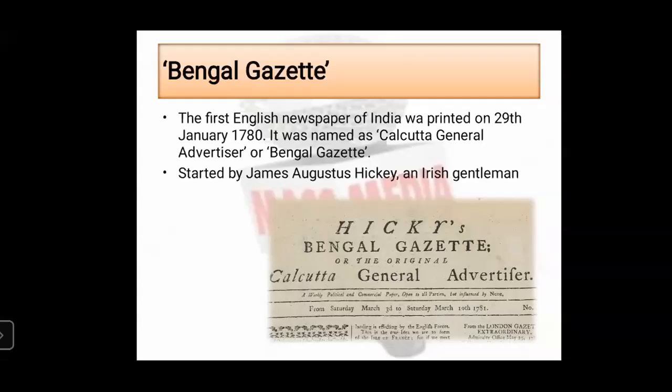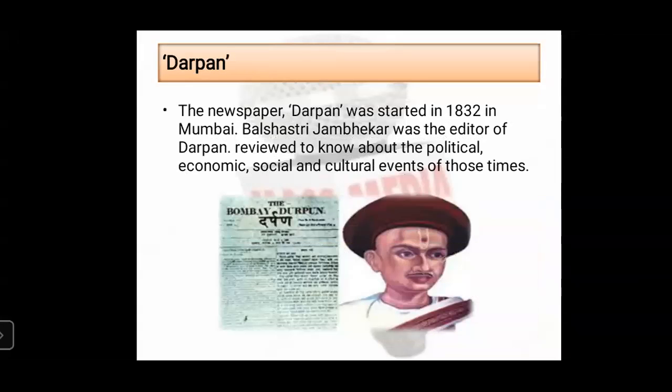Then the Darpan, another newspaper, which was started in 1832 in Mumbai by Bal Shastri Jambekar, who was also the editor of that newspaper. On which kind of news did the Darpan focus? They used to focus on the political, economic, social, and cultural events of those times. I have already explained what economic, political, and social cultural mean. Still, if you have any doubt, please note it down in your notebook, and after the explanation, I'll solve it. Okay.